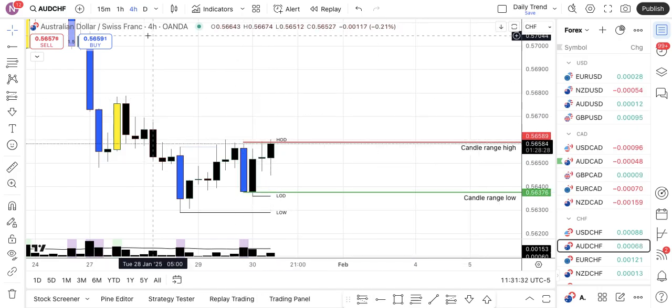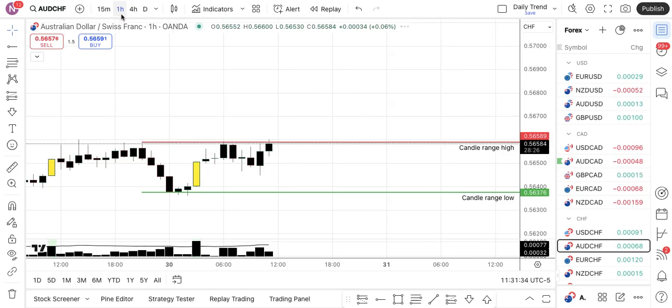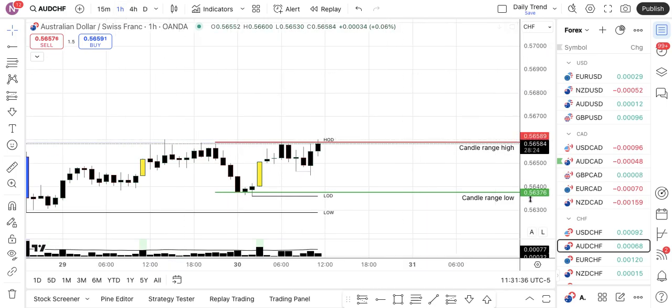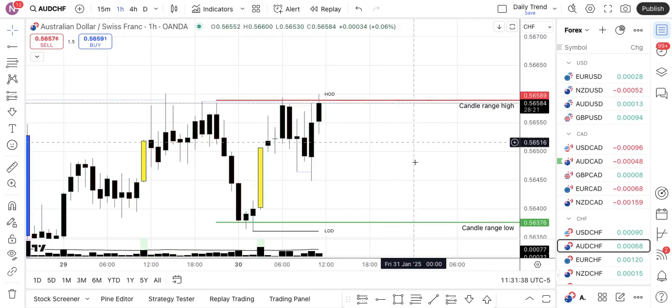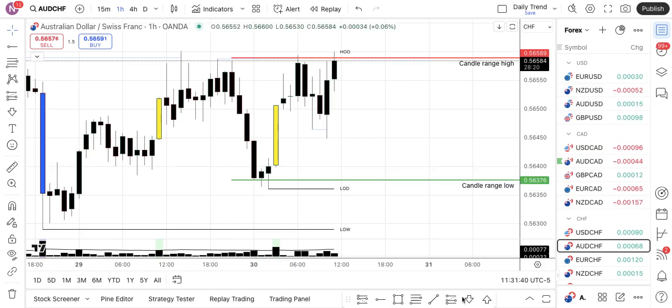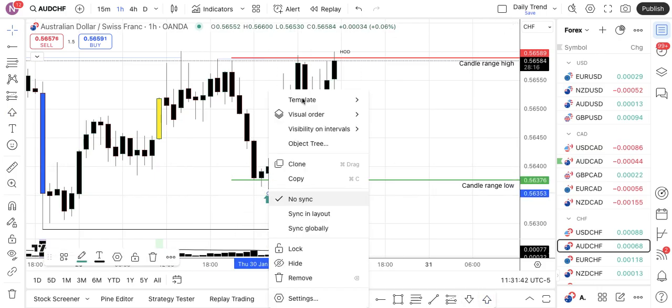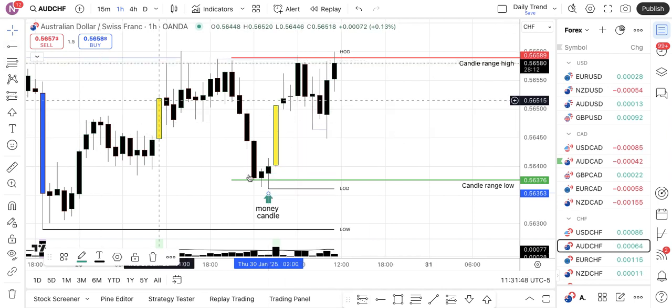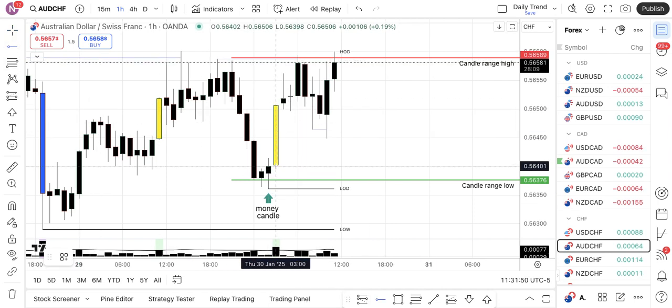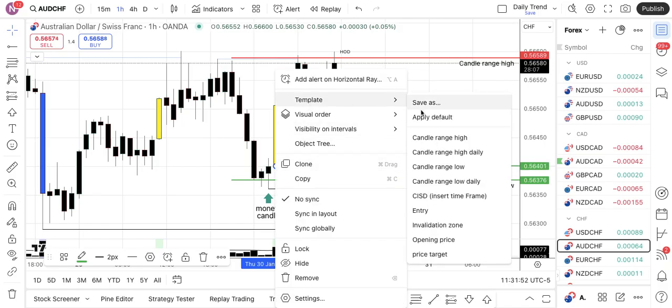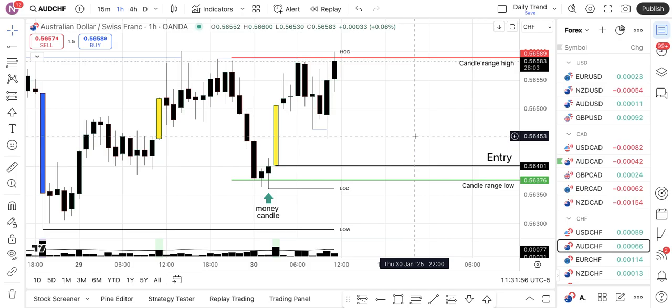Okay, so this happened at 9. Drop down to the 1 hour. We're on the hunt for the money candle. Boom, there it is right there. We mark it. Money candle creates the low of the day. When it does that, hey, all bets are off. Entry would have been right here at 3 a.m. London session. We'll mark that as an entry.